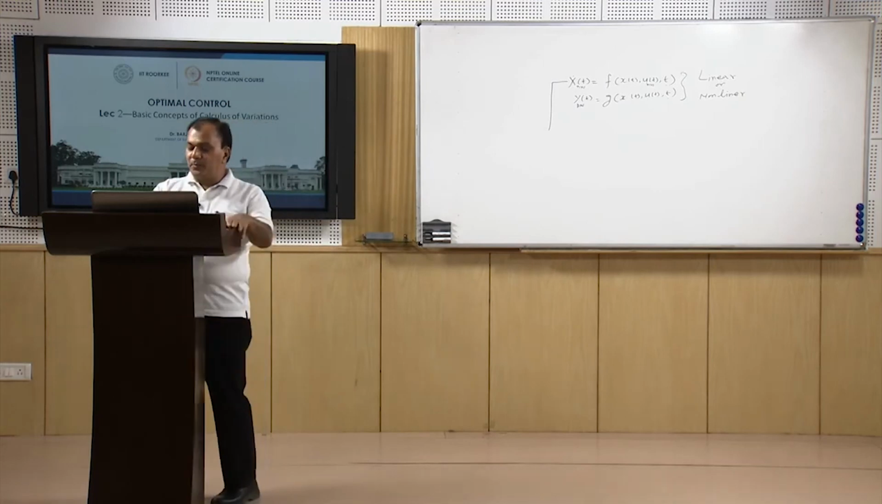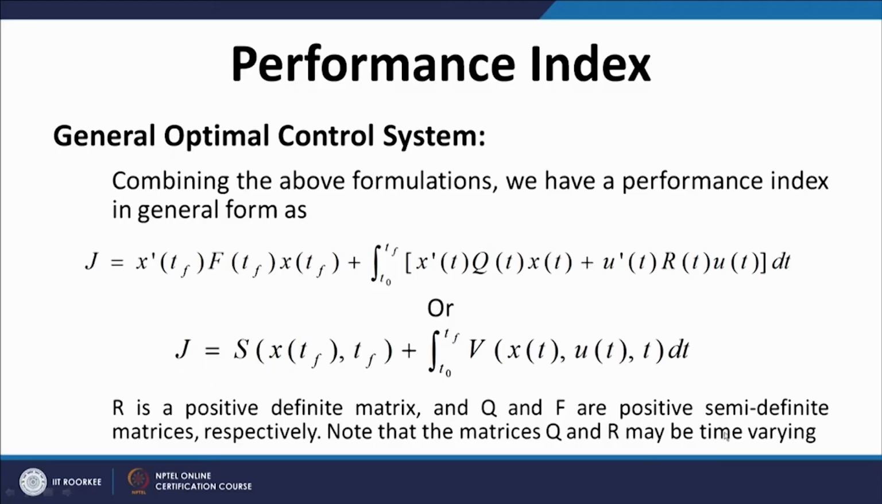In this particular course, in most of our discussion, we will consider a performance index given as J equal to S(x(tf), tf) plus integral T0 to Tf of V(x(t), u(t), t) dt. This performance index is for when we are discussing the problem in general. Once we are discussing linear systems, then we will consider the performance index given as J equal to x'(tf) F x(tf) plus integral T0 to Tf of x'Qx plus u'Ru.